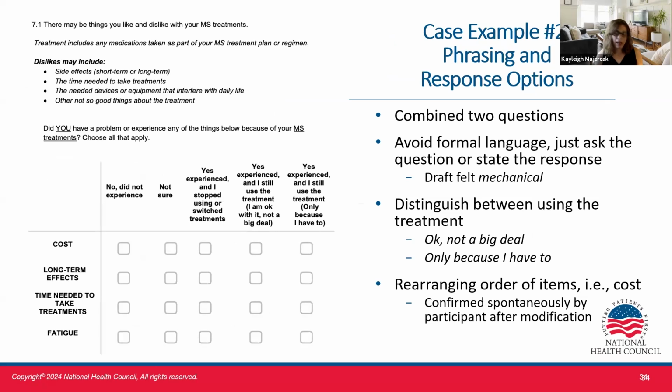The second example I have here is regarding phrasing and response options. So in this particular question, we wanted to understand if individuals had a problem, or such as a side effect or a downside of their treatment. And we originally asked this question, breaking it apart into a part A and a part B, because we thought that was simpler. But after talking with patients, they said it was confusing. They weren't really understanding what we were getting at. So we decided to combine the two, the part A and the part B, to make one question.